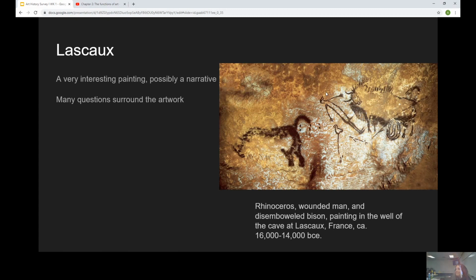Why does the man have a bird head? We don't know. But we can tell it's a man because they made sure to illustrate his prominent penis. So yeah, that's how we know. We also don't know why there's a staff with a bird on it. This could have been like a chief or someone. We don't know. There's a lot of questions with this one.